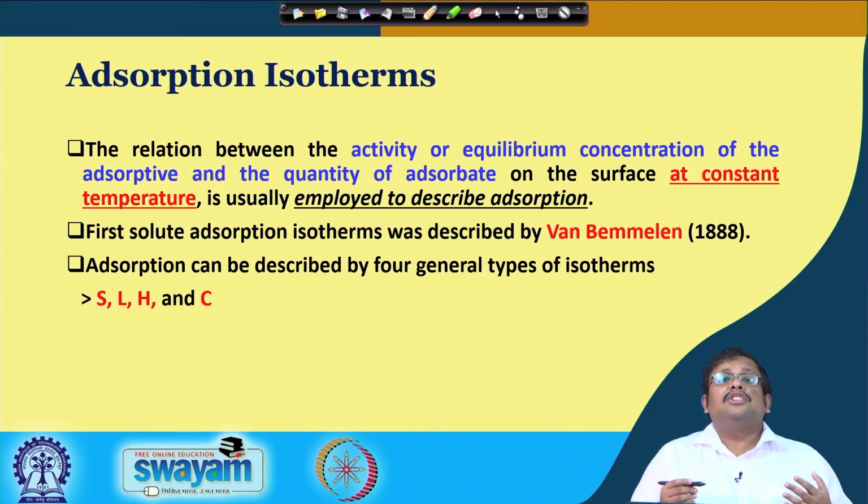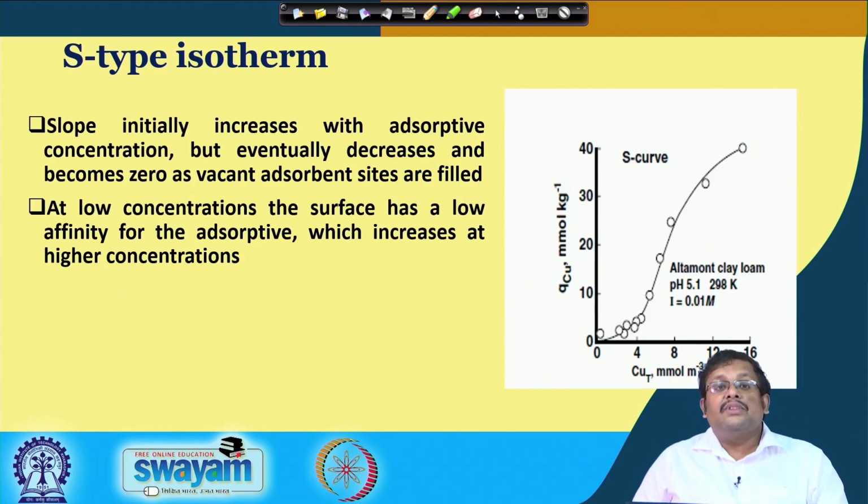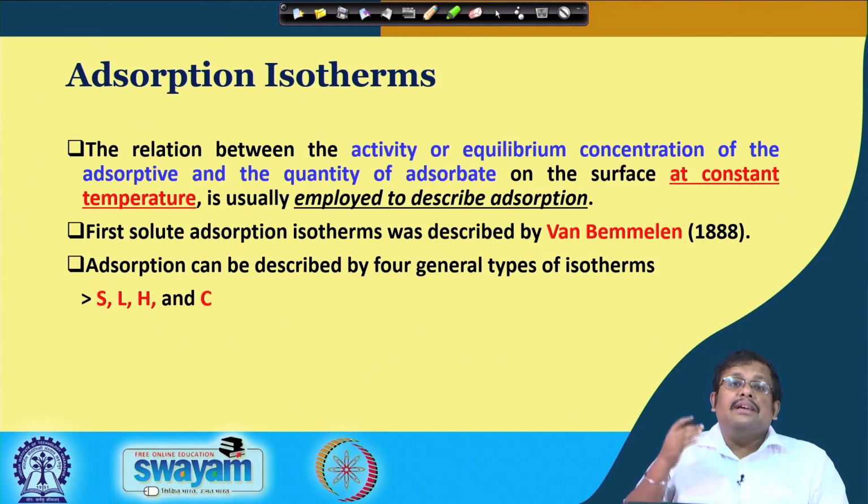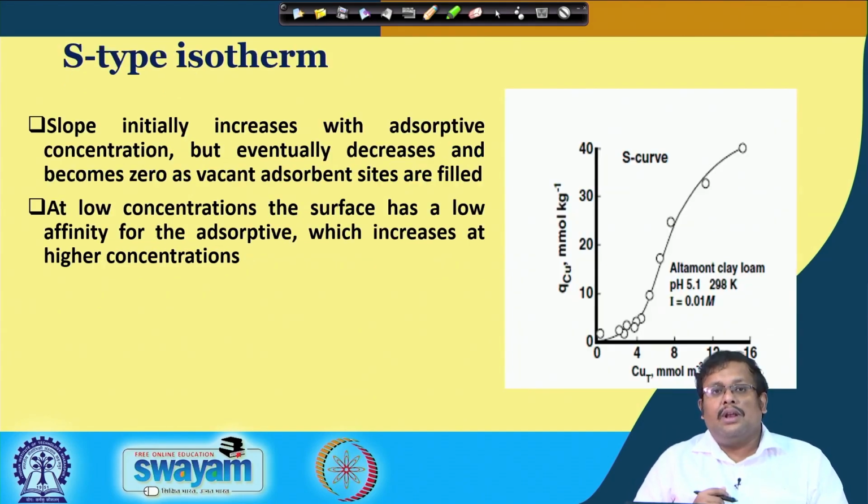Now, the first solute adsorption isotherm was described by the scientist Van Bemmelen in 1888, and in general the adsorption can be described by 4 general types of isotherm. One is called S type, then L type, then H type and C type. Let us discuss them one by one.